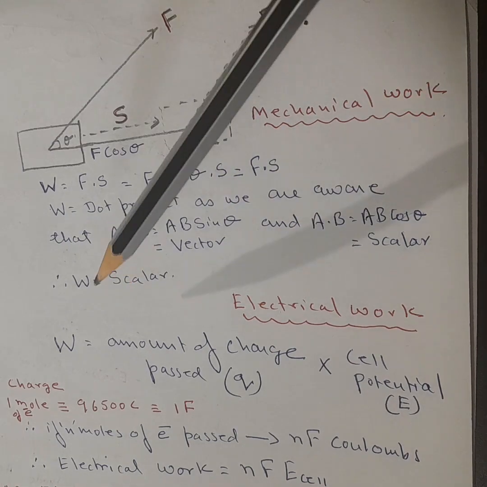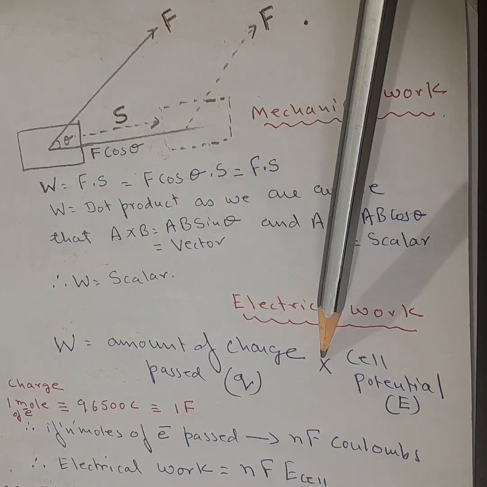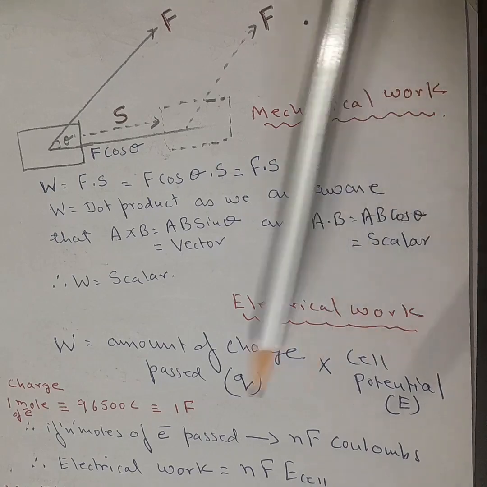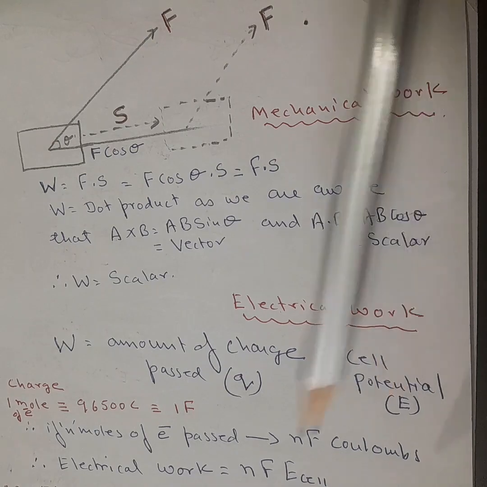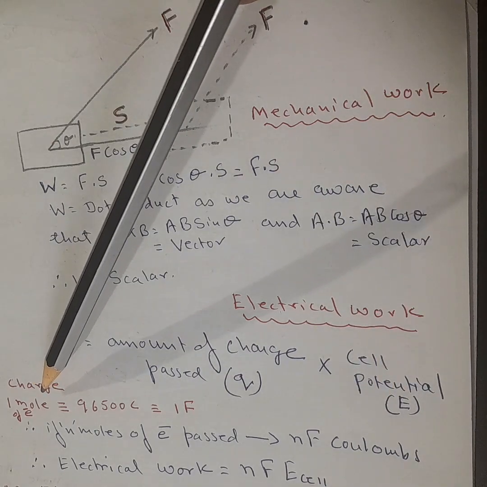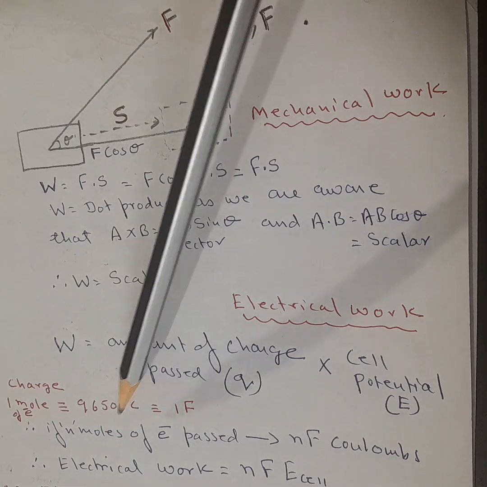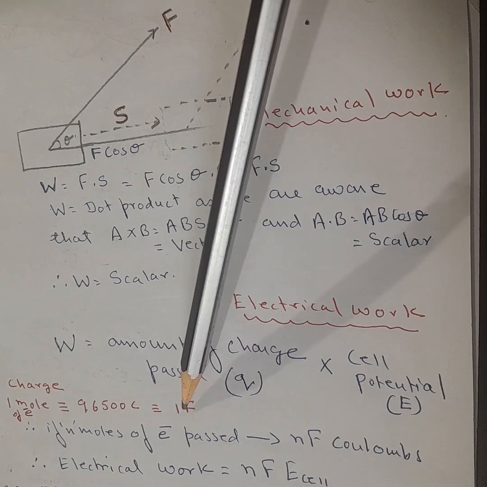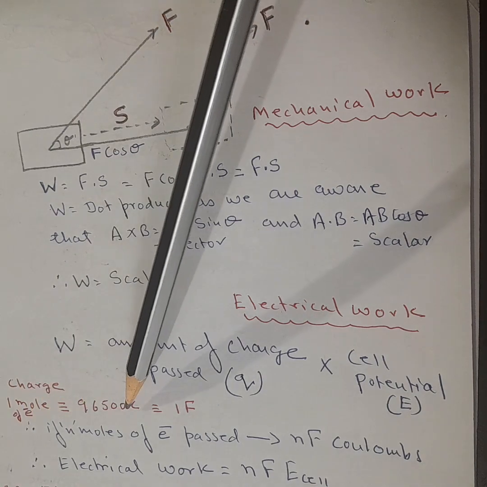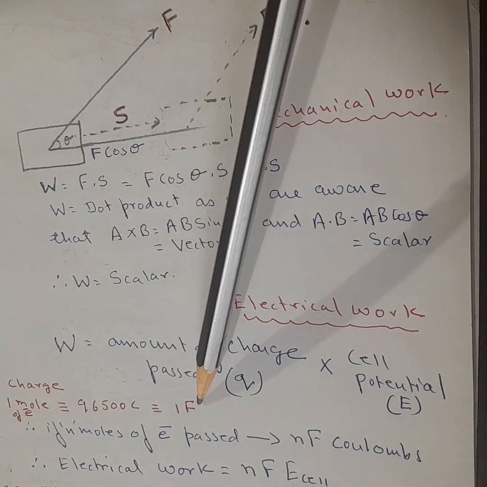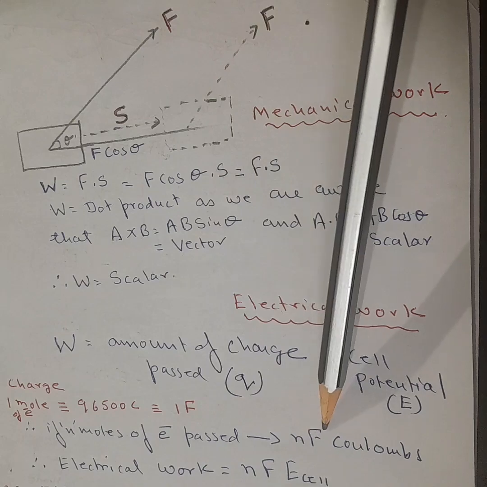In electrical work, what is the formula for work? Formula for work is amount of charge into cell potential. And amount of charge is Q and cell potential is E, which we have seen already. And we also know this relationship, which I had told you earlier. 1 mole of electron corresponds to 96500 coulomb, which corresponds to 1 Faraday. Okay, so if n moles of electrons are passed, then obviously it would be nF coulombs.